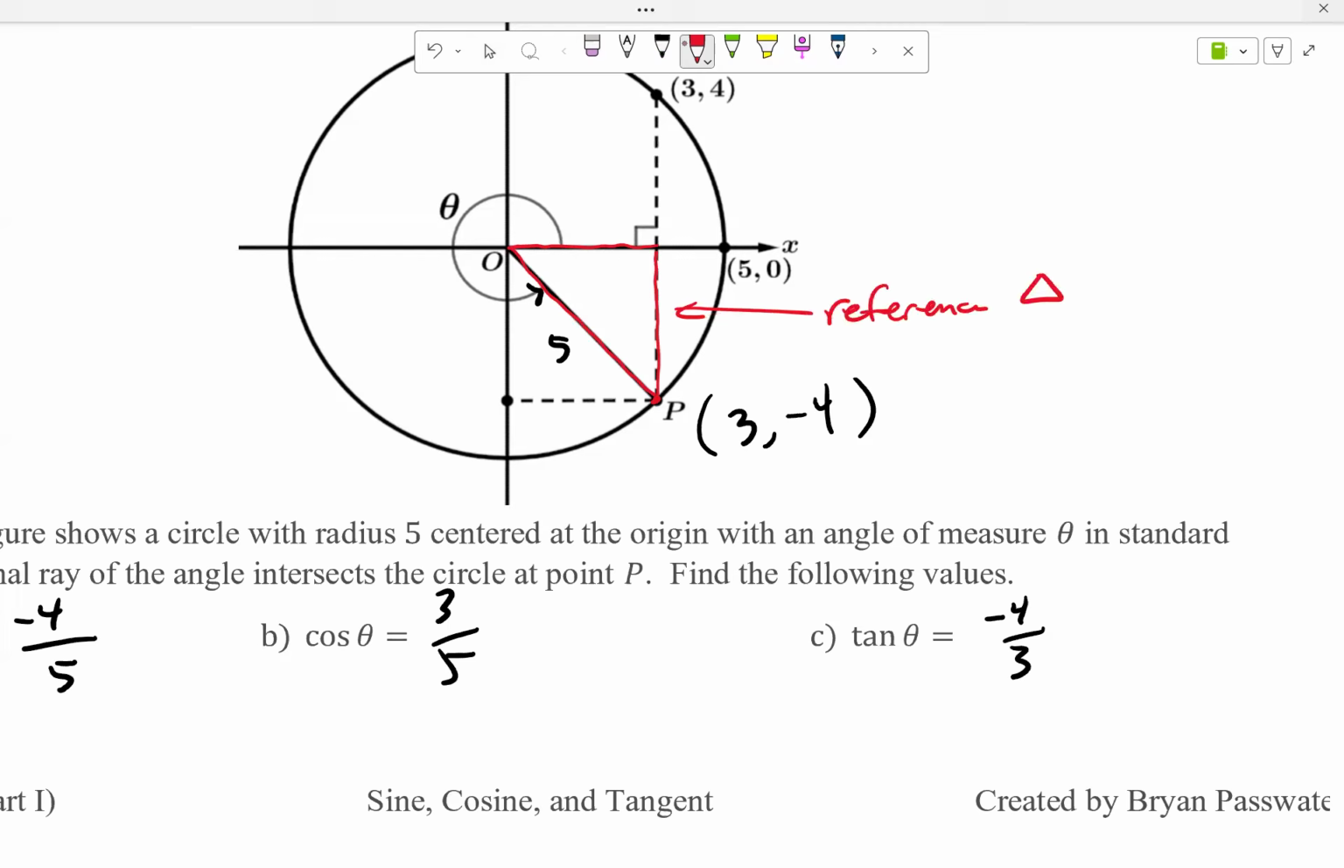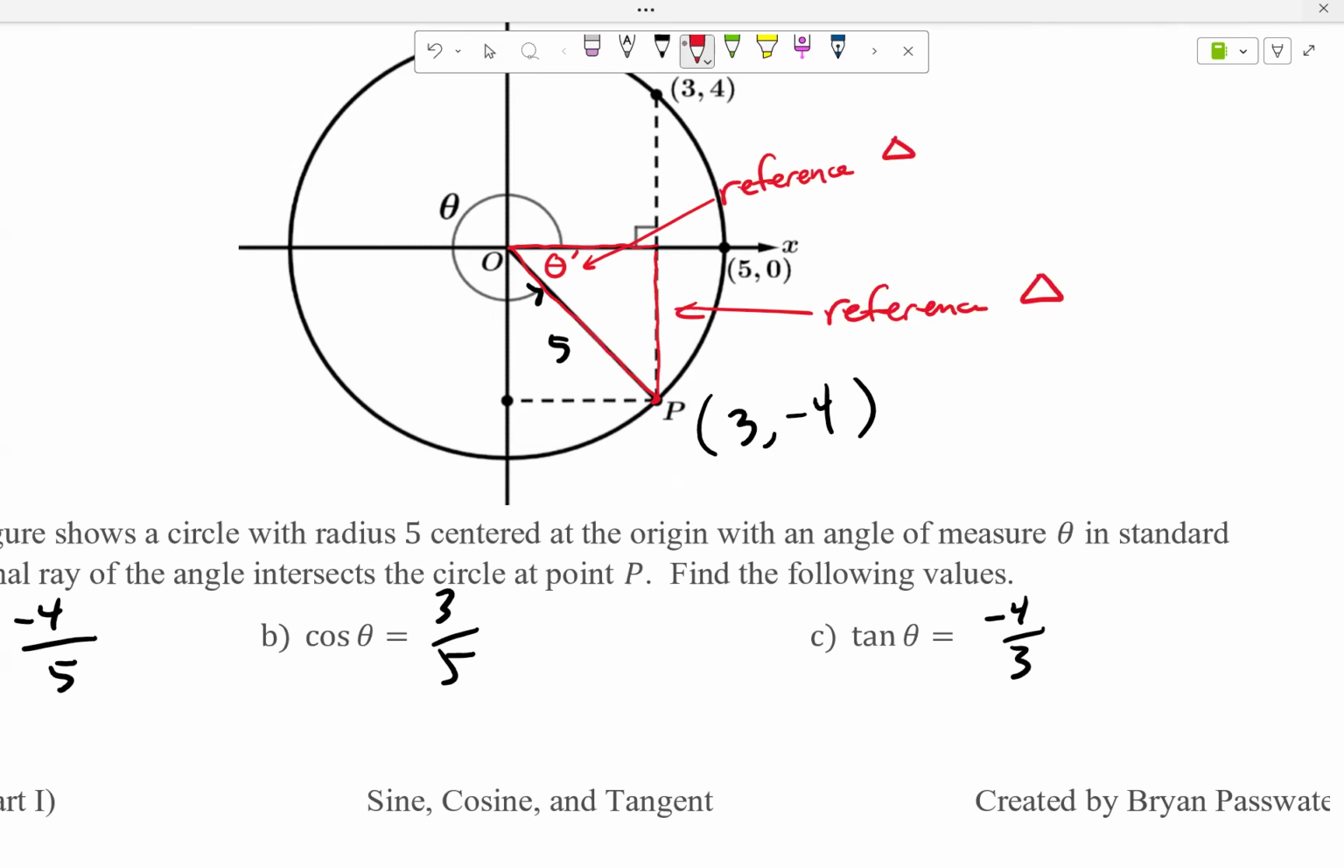Reference triangle. And in this reference triangle, there's a reference angle. It's also the angle between the x-axis and whatever the angle is. So I'm not going to label this theta because we already have a theta. I will label this as theta prime. And this is the reference angle.